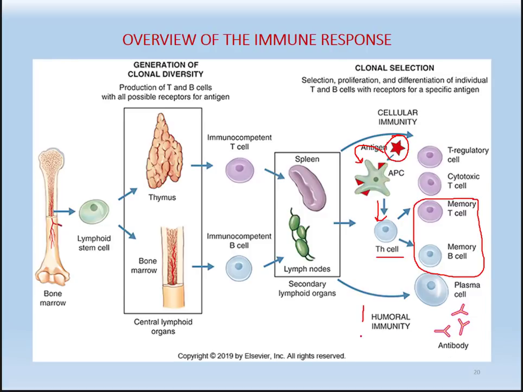And then the last thing to mention, humoral immunity, what that means is that humoral refers to fluids, whereas with cellular immunity, it refers to the production of a variety of different cells.